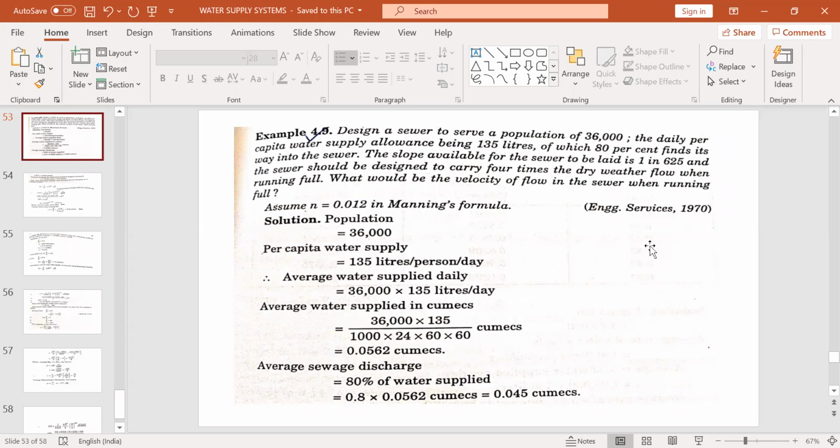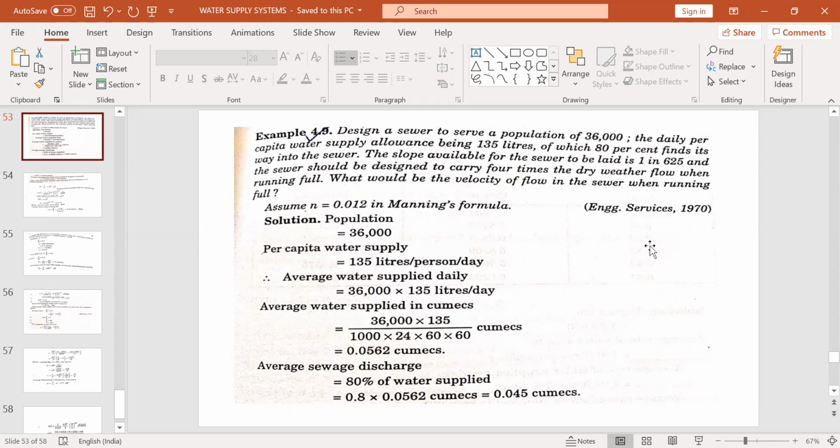So in the last video lecture, we had discussed the hydraulic design of sewer pipes, the various parameters, and we have discussed briefly the self-cleansing velocity and the maximum velocities that are being designed for a sewer pipe. Now, in today's video lecture, we will discuss a couple of design problems for hydraulic design of sewer pipes.